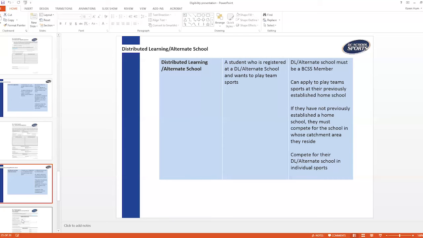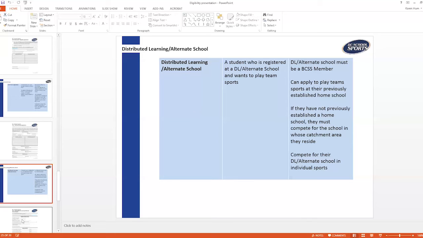For individual sports such as cross country, track and field, aquatics, and mountain biking, they can participate for the distributed learning school, because it only takes one student to field the team. It might be that they practice with the other school, but when it comes to participation in competition, they can participate for their own school.